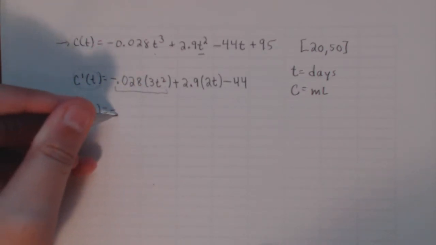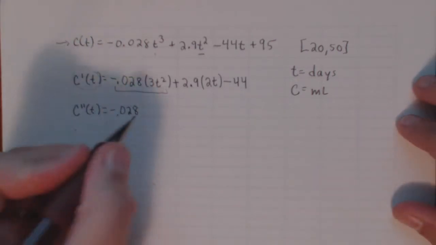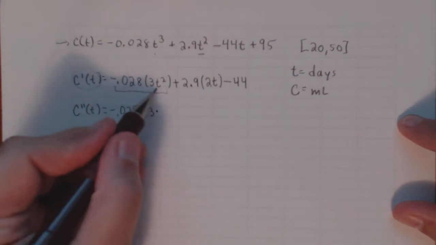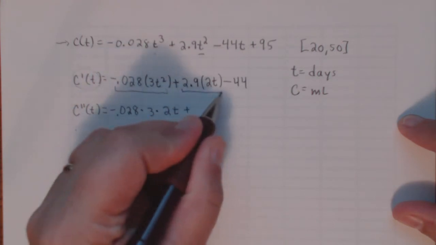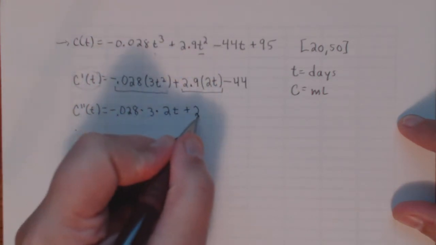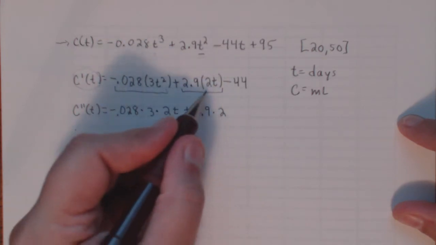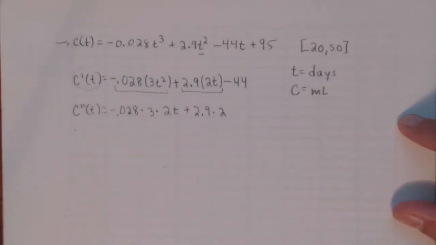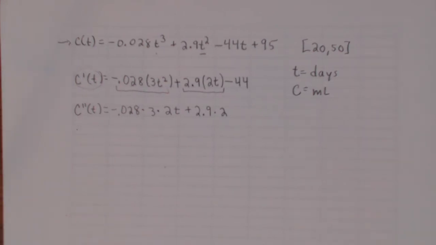So I'm going to bring the negative 0.028 down times the 3, because they're both constants, and then t squared's derivative is 2t. And then this term has two constants, so I'm going to bring the 2.9 down and the 2 down, and the derivative of 2t is 2, so that's it. And then the derivative of minus 44 is 0. So that's my second derivative. And so now I can evaluate both of these at 40 like we were asked.